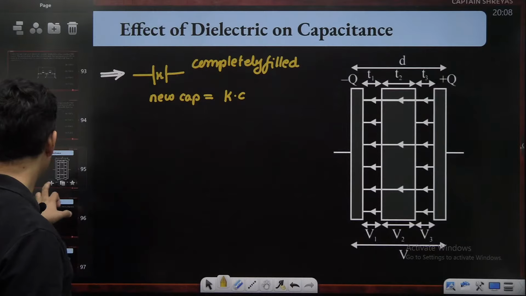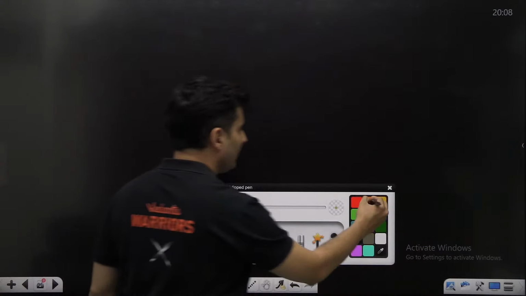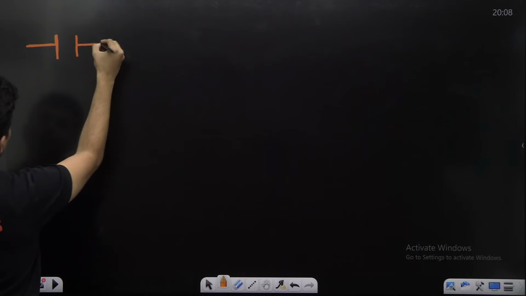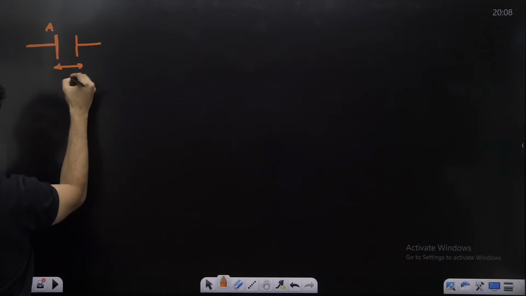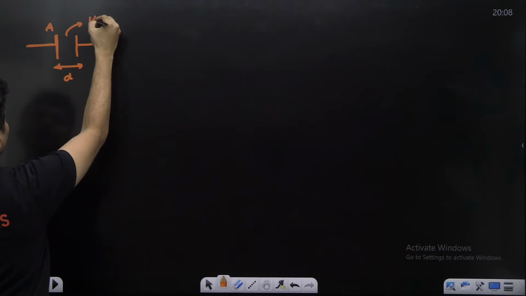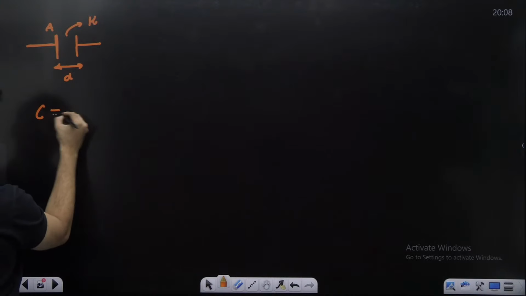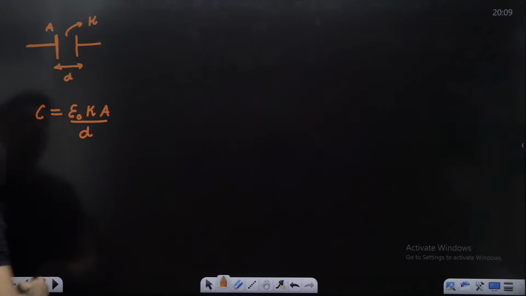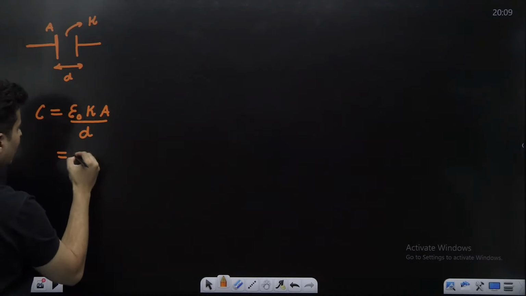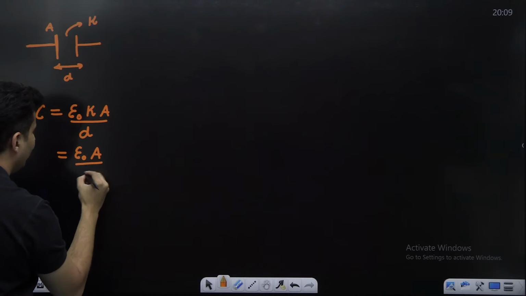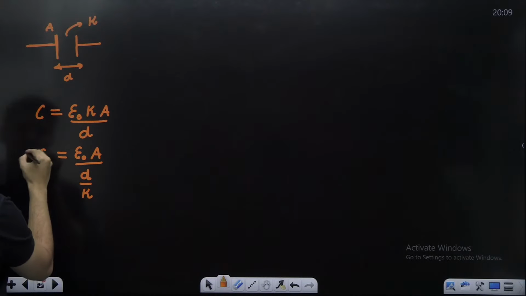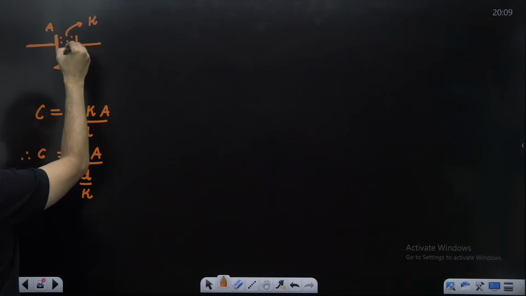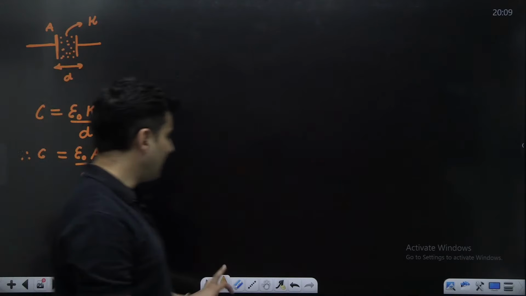In fact, let me explain this to you. Usually, when you have area A, distance D, and dielectric constant K, what is the capacitance? You write it as epsilon naught K A divided by D. Just put that K below. So it will become epsilon naught A divided by D by K. That is the capacitance that you usually write, assuming it is completely filled with the dielectric.